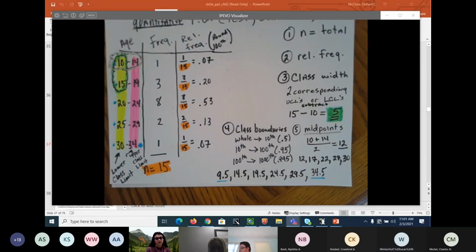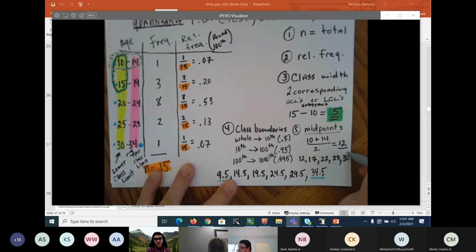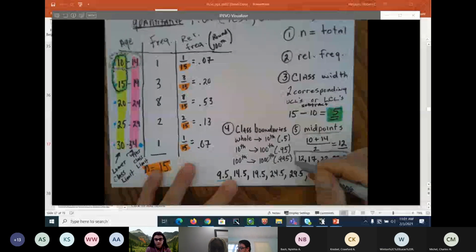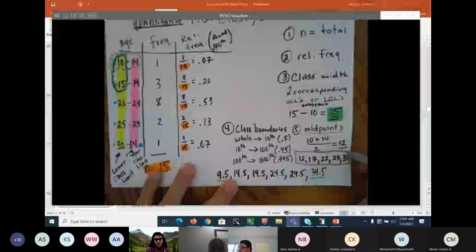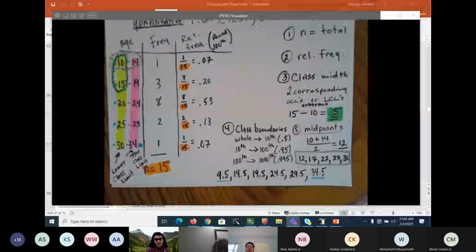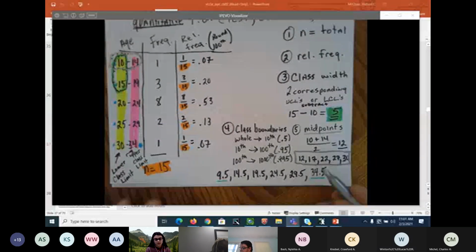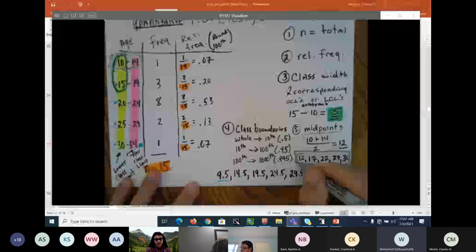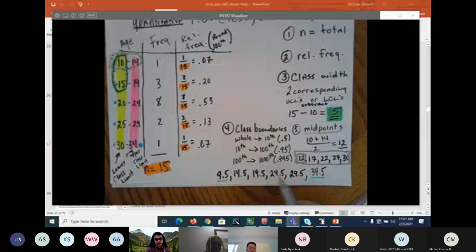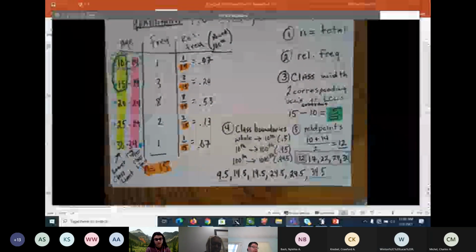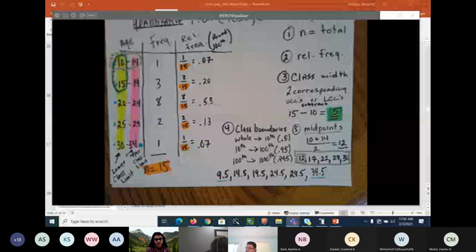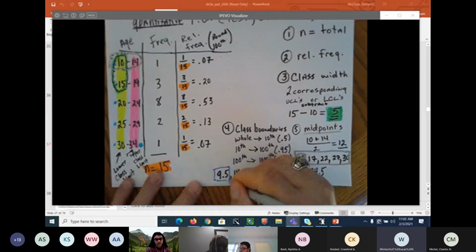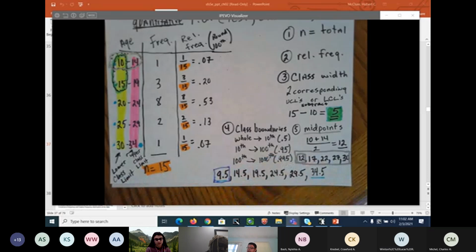Now, I just showed you on the midpoint and the class boundary. You got to find that first number. Once you find that first number, what do you add to it? You add the class width over and over and over. You got to find that first number.